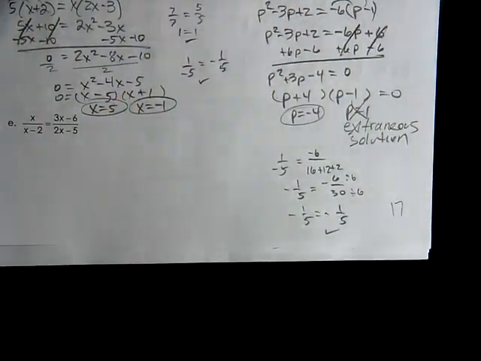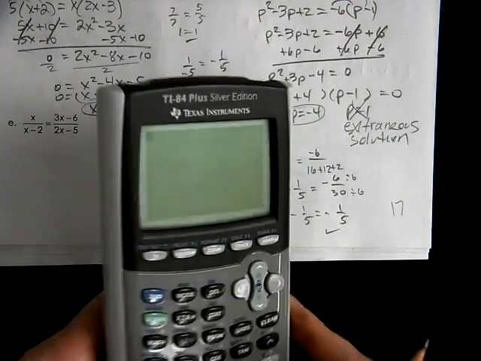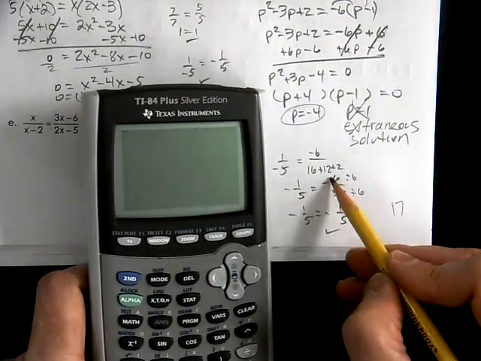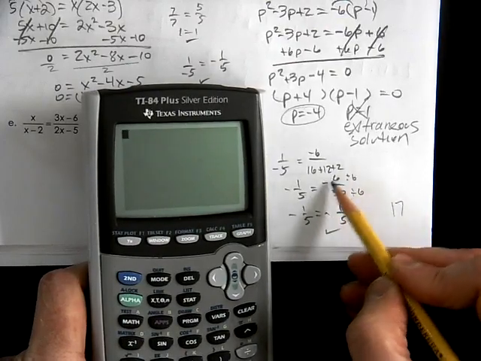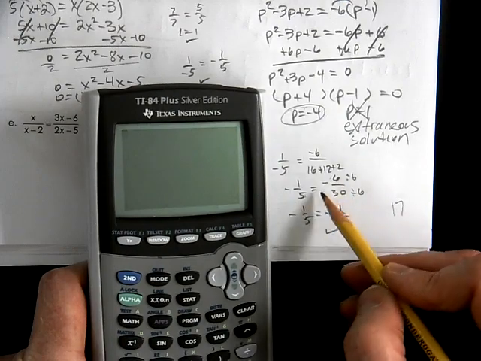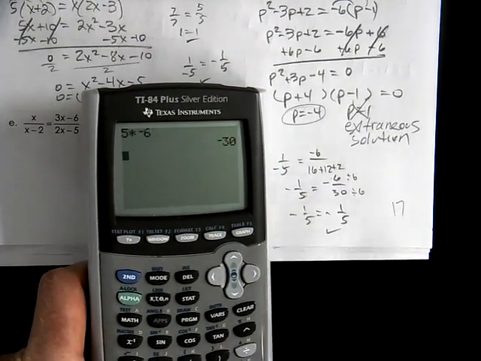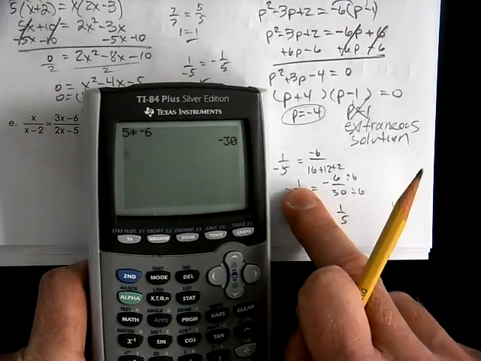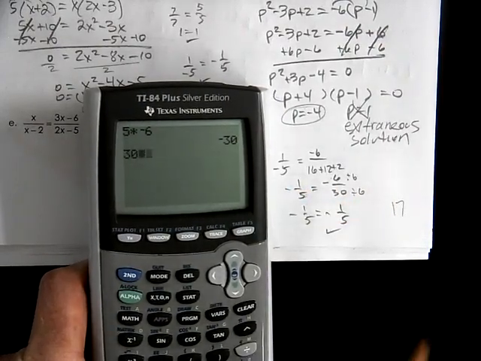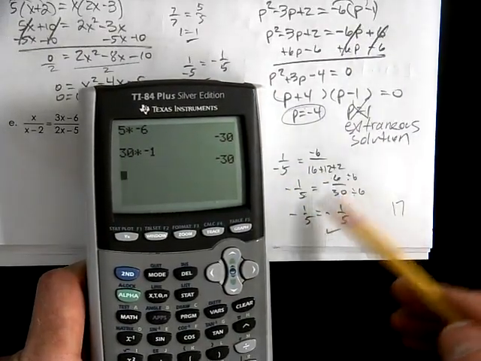Or another way that you can do it, you might like this way, if you have a calculator available. You can actually cross multiply and say 5 times 6, or if you want to call it negative 6, 5 times negative 6. And 30 times negative 1. Hey, you get the same answer. That means the fractions are equivalent.